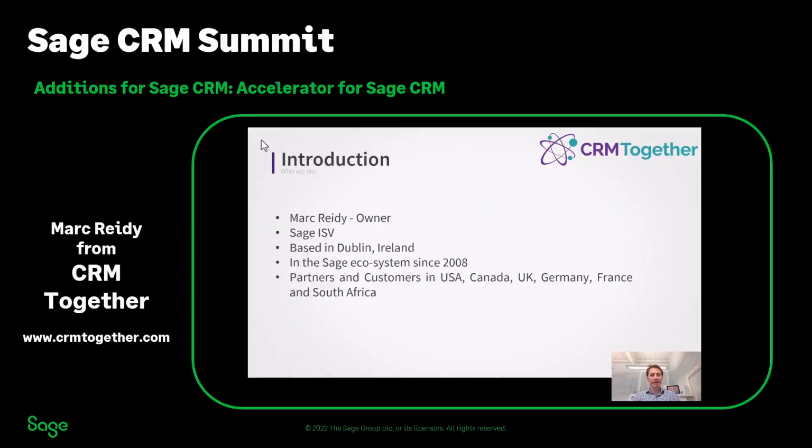I'll introduce myself. Mark Reedy is my name. CRM Together is a Sage ISV, and we are based in Dublin, Ireland. And we've been in the Sage ecosystem since 2008. And we have partners all over the world, including USA, Canada, UK, Germany, France, and South Africa, and a few other smaller places as well. Our website is crmtogether.com.